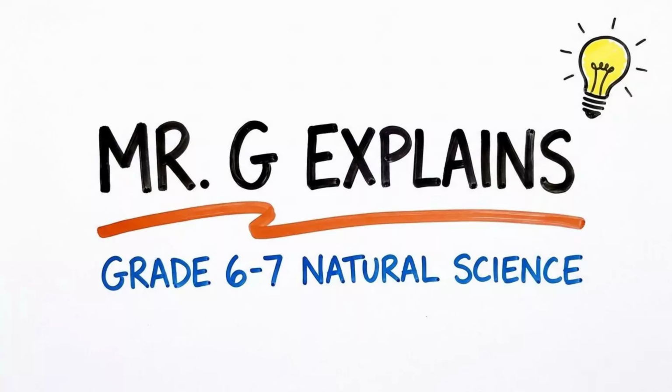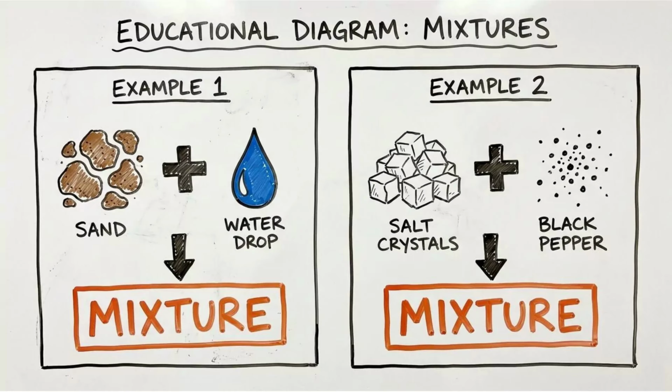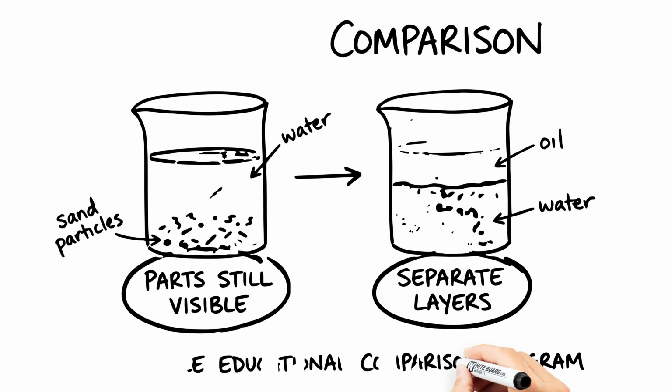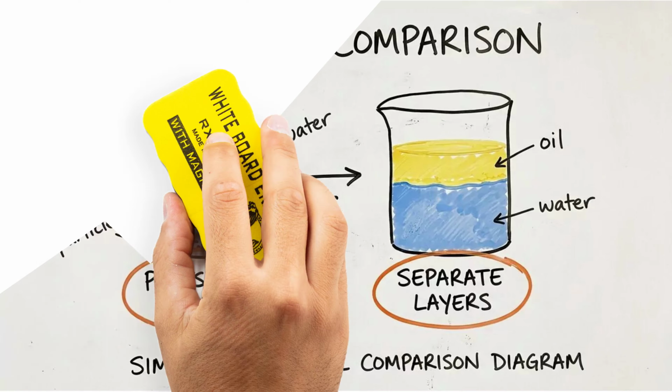Let's go. Before we talk about solutions, we need to understand what a mixture actually is. Quick foundation first. A mixture is simply 2 or more substances combined together. The key thing, they don't chemically react. They're just sharing the same space. Sand and water, salt and pepper, both mixtures. In most mixtures, you can still see the individual parts. Sand in water, you can see the sand. Oil in water, you can see them separate. The parts stay visible. You can tell them apart.